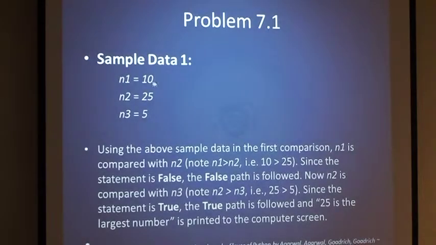You have to check this out carefully. And of course, you have to take sample data. For example, N1 equals 10, N2 equals 25, N3 equals 5. So it should print out 25, right? N2 in this case.